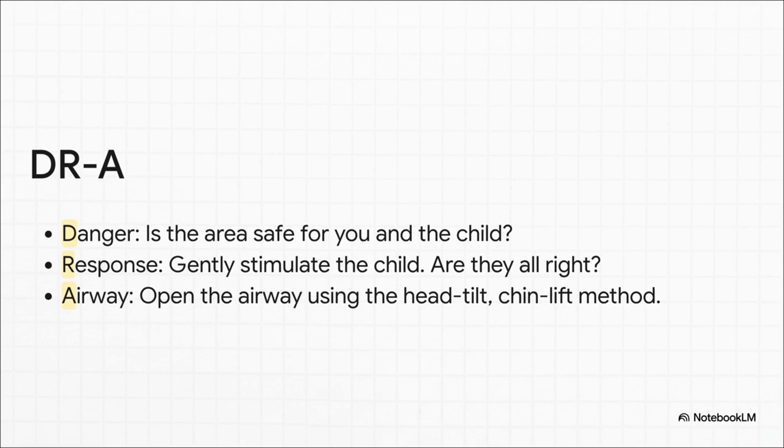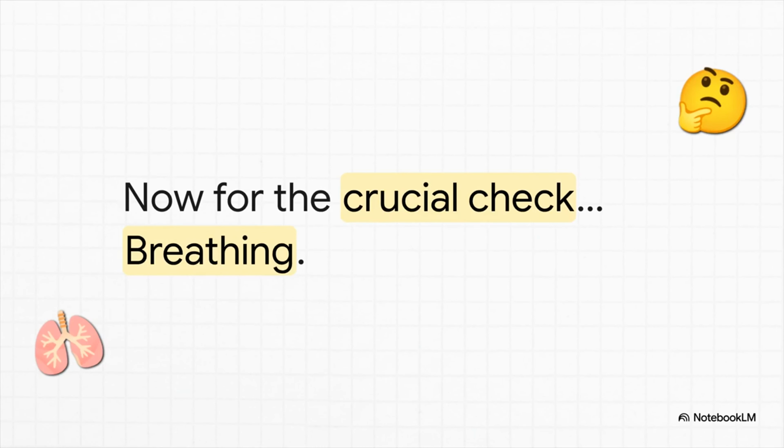We've got to make sure the path for air is clear. And you do this with a simple move called the head tilt chin lift. One hand on the forehead, tilt it back. Fingertips of the other hand under the chin, and lift. That's it. That simple action can literally save a life. So, the airway is open.